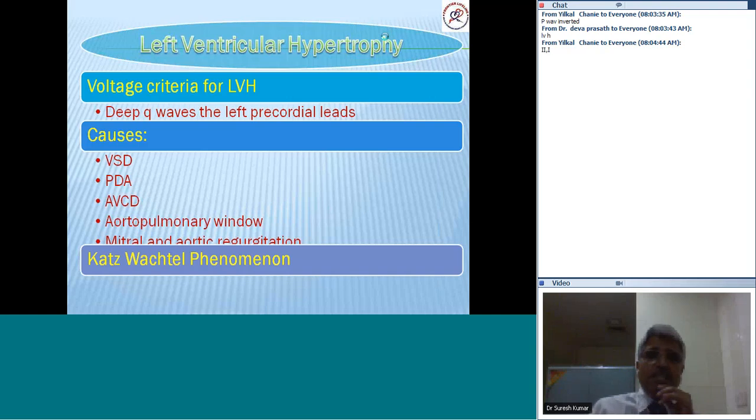Along with that, if you find a deep Q wave in the left sided leads, you say that there is a volume overload. And if you find an ST depression and T inversion, you say that there is a pressure overload. And the volume overload occurs in shunt lesions like VSD, ductus, or an AV canal defect. Conditions like VSD, ductus, MR, AR, everything is volume overload. While just as we said a little while before, coarctation, hypertension, or aortic stenosis causes pressure overload.